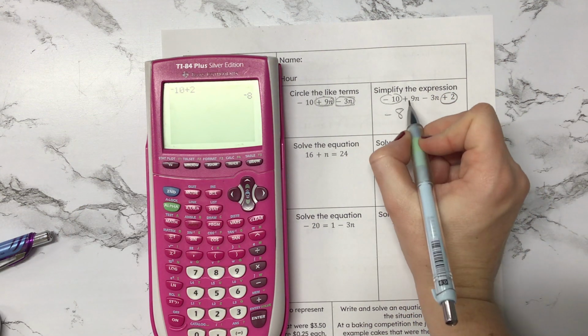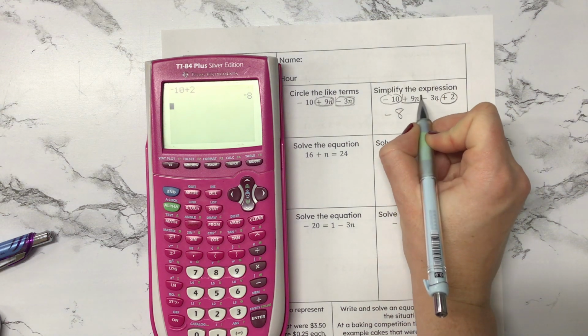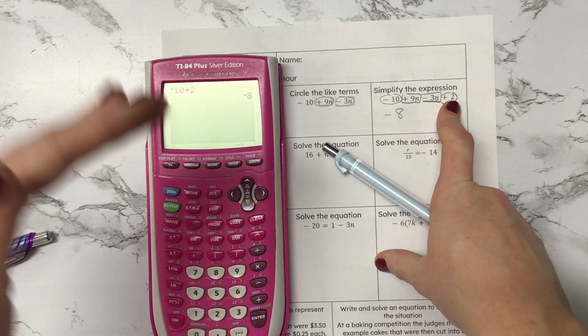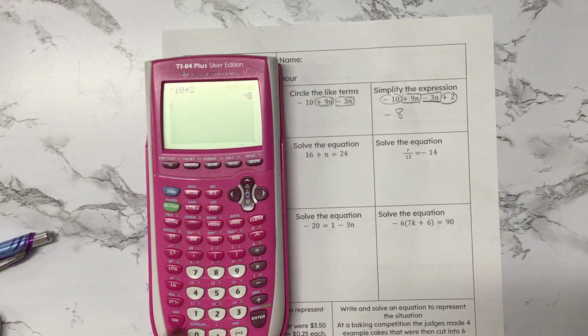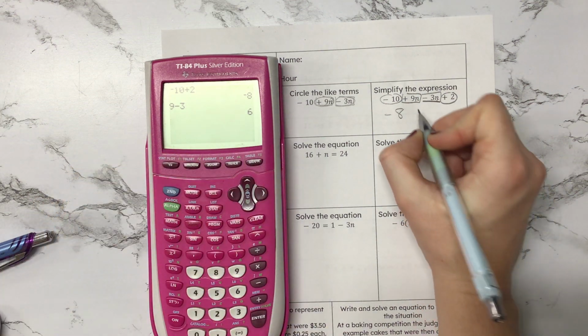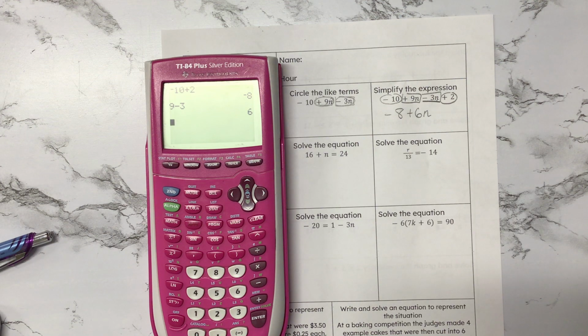Okay. And then these are like terms because they both have n as their variable. So 9n minus 3n, to combine them, I'm just going to combine their coefficients. 9 minus 3 is 6. So 9n minus 3n is 6n.